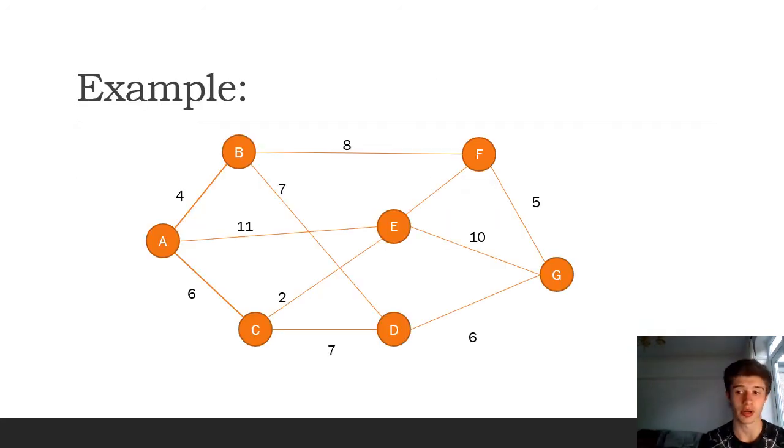So here's my example graph. It's got letters A to G and all the weights are on there. It's not directed. You can go back and forth on either of the edges, and it's not quite complete either. So I'm going to be going through it on this graph.